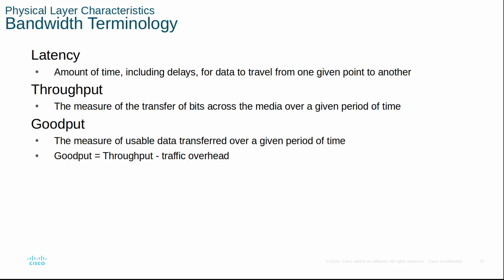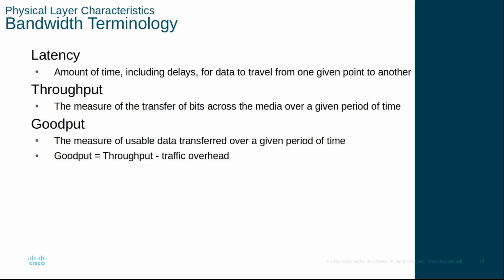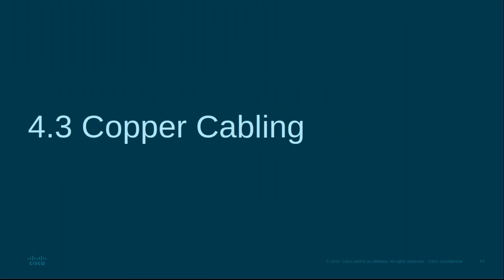Usually anyway. Goodput is the measure of usable data over the time period. So all of that data, all of that throughput, minus the overhead, minus the frames and packets, frame headers and packet headers and footers, right? The actual data. So goodput and throughput. Hopefully that made sense.